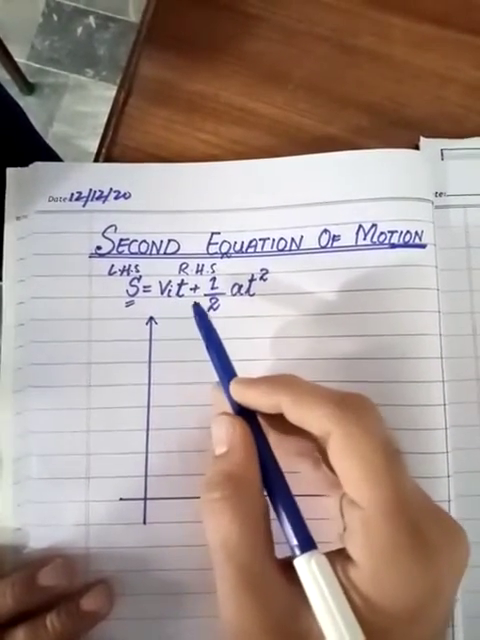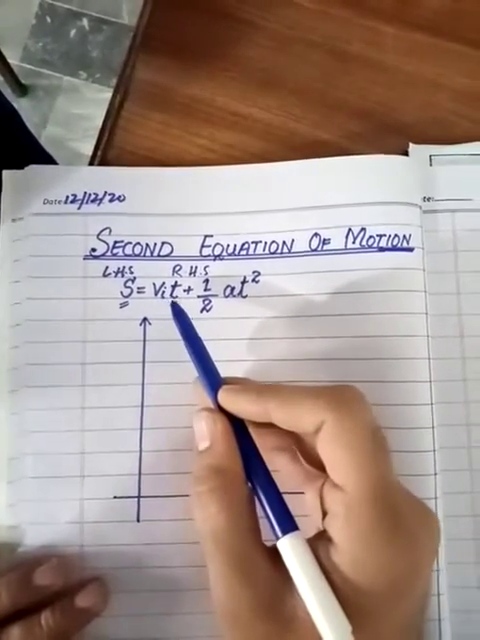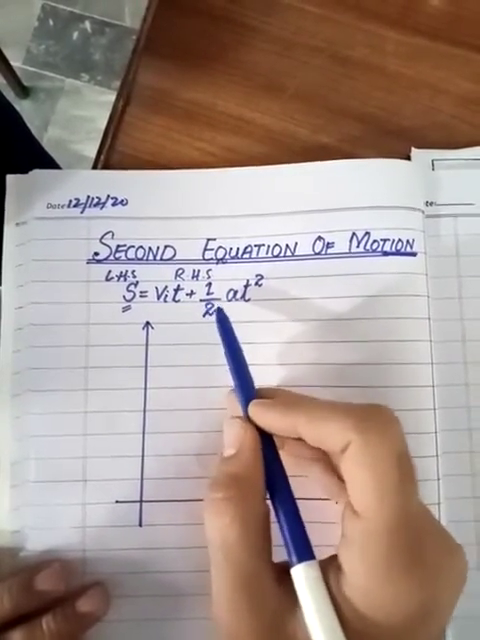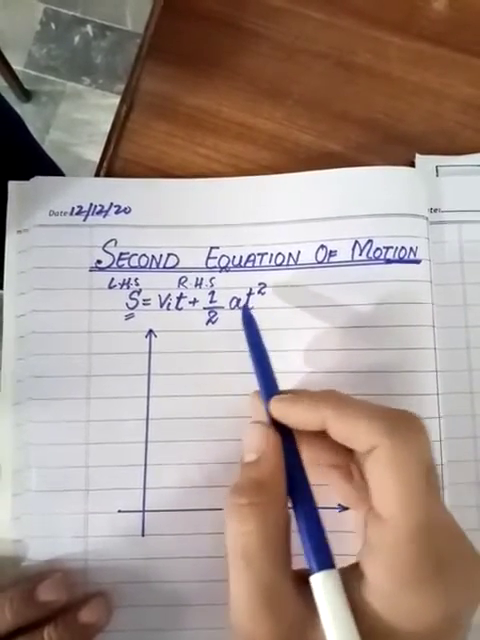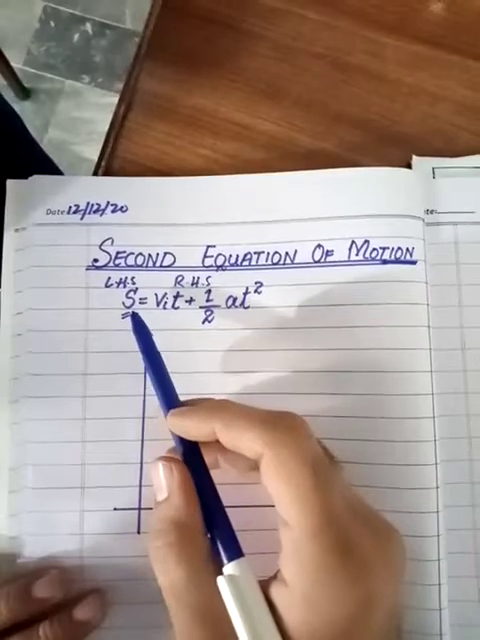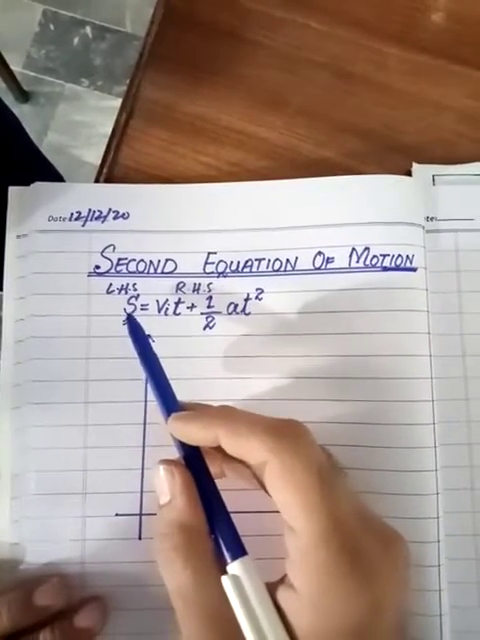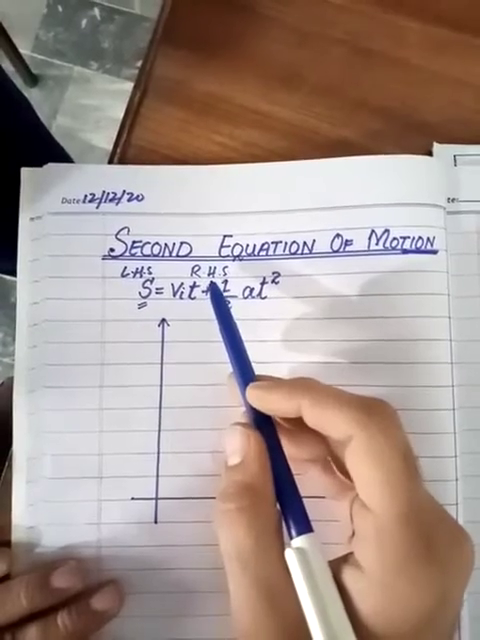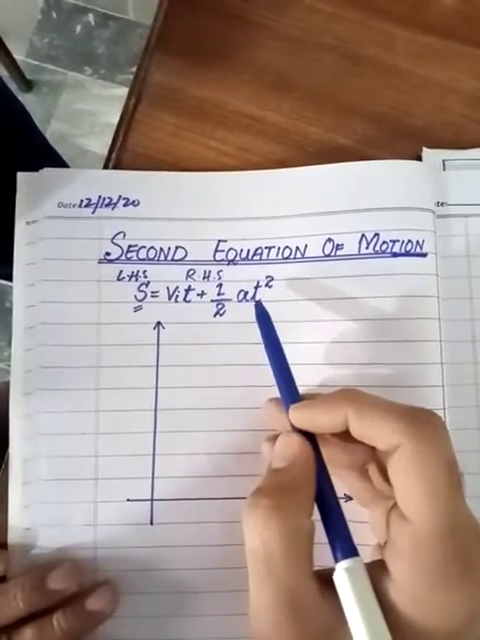S is equal to VIT plus half AT square. Here S is distance, VI is initial velocity, T is time, plus 1/2 A, where A is acceleration, and T square is time square. We have two sides of this equation. This is the left hand side of the equation where distance exists, and this is the right hand side of the equation in which initial velocity, time, acceleration and time square exist.